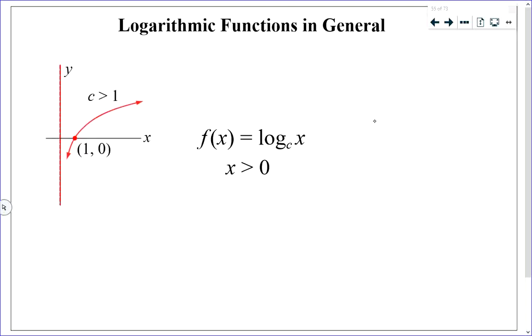If we're graphing y equals log base c of x, and c is a number greater than 1, then this is what the logarithmic function looks like in general. It has a vertical asymptote on the y-axis. In other words, the vertical asymptote is x equals 0. It has an x-intercept at 1. And again, this is if the base is greater than 1. This is what would happen if you reflect an exponential function that has a base greater than 1.